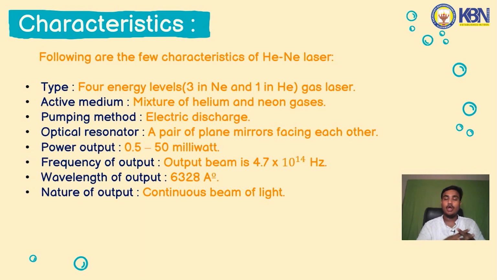The optical resonator used in the helium neon laser is a pair of plane mirrors facing each other. The output of this laser is about 0.5 to 50 milliwatt. The frequency of the output beam is 4.7 × 10^14 hertz. The wavelength of the output is about 6328 angstroms. The nature of the output is a continuous beam of light.